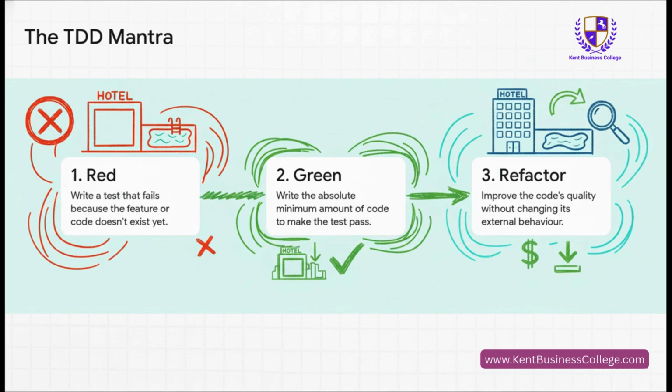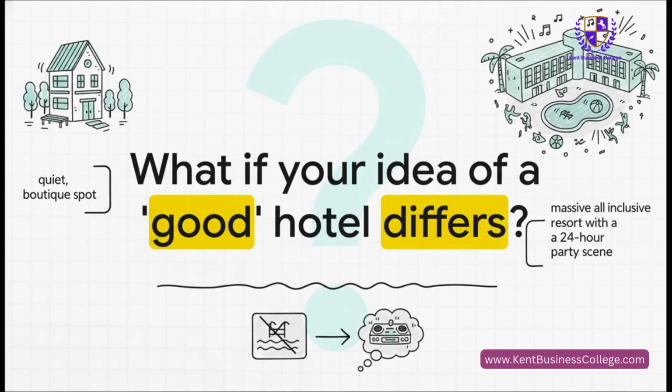So finally, you refactor. You improve the solution. You go back and find a much nicer hotel with a swim-up bar for the same price without breaking the original rule. It's a constant cycle of setting a goal, meeting it, and then making it better. But here's a spanner in the works. What happens when your idea of a good hotel is a quiet little boutique place, but your mate's idea of good is a giant, all-inclusive resort with foam parties till 4 a.m.? Just saying it must have a pool isn't really enough, is it?